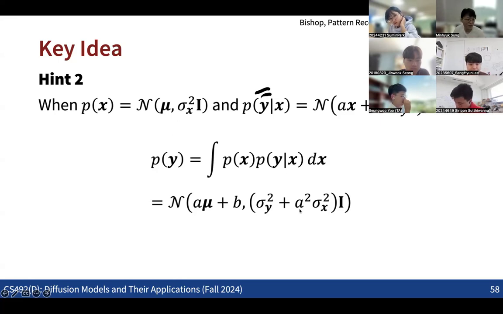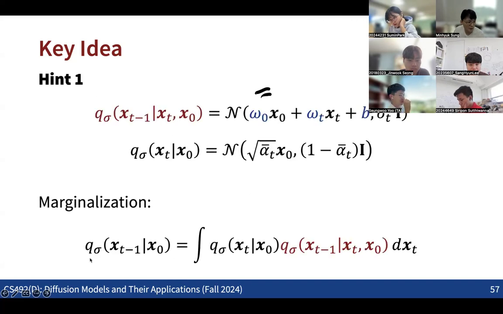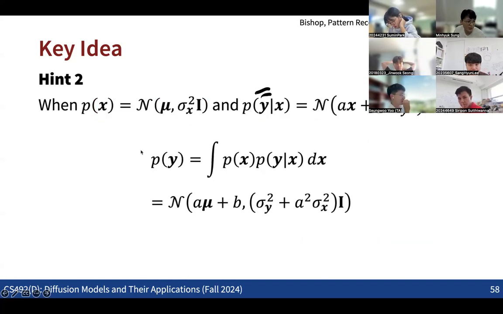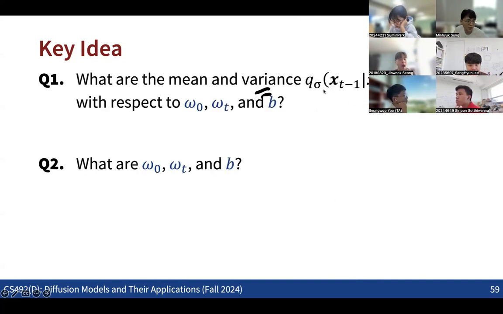So using these two facts, we have the form of the marginalization and the form of the Gaussian distribution here. Can we describe the posterior distribution for xt minus 1 with respect to omega 0, omega t, and p? Since we know this Gaussian distribution, once we represent it with respect to these three parameters, we can define these three parameters in terms of the other parameters that we have, right? So using these two key facts, let's try to derive these two things.